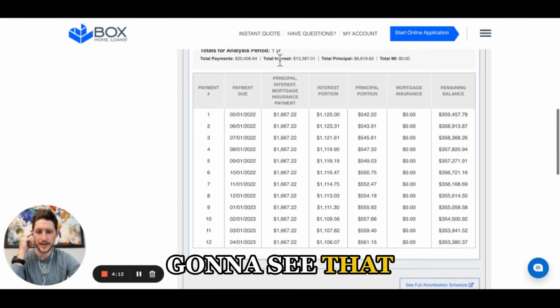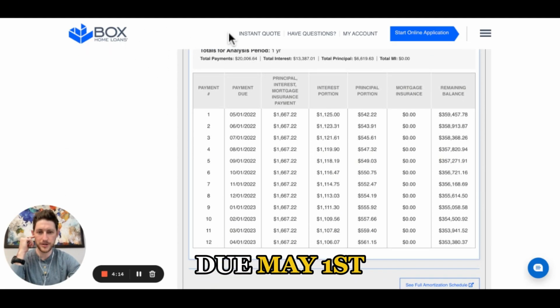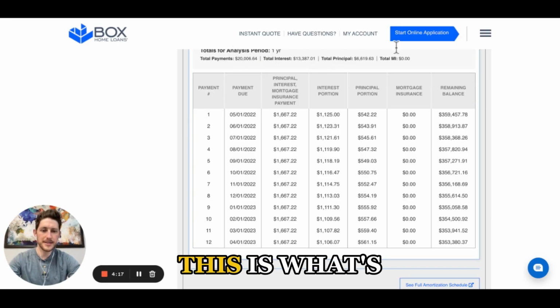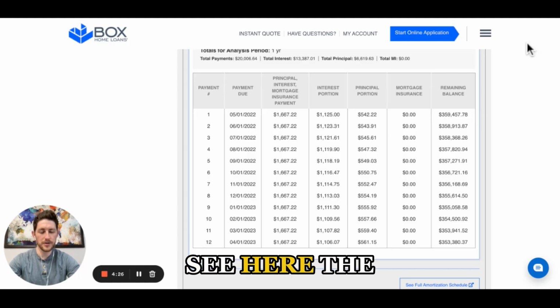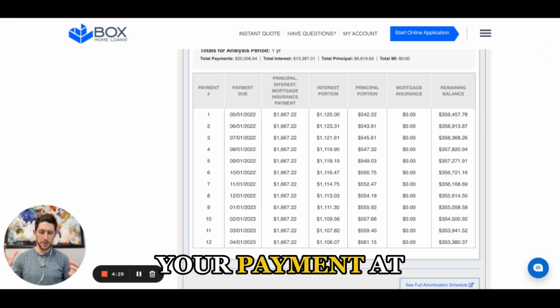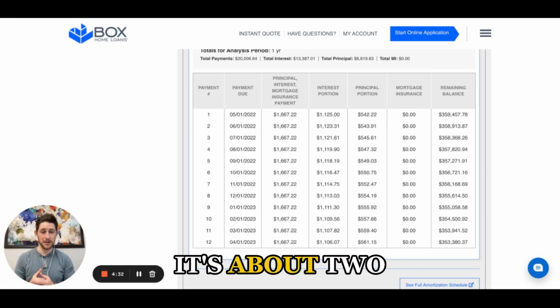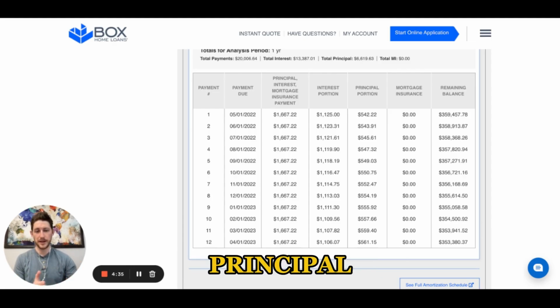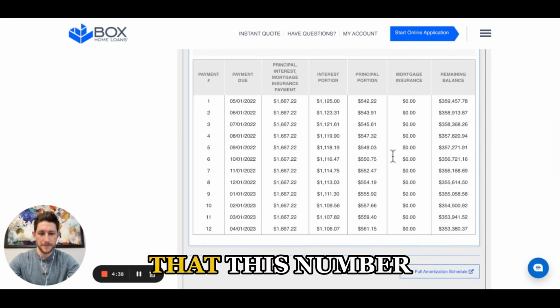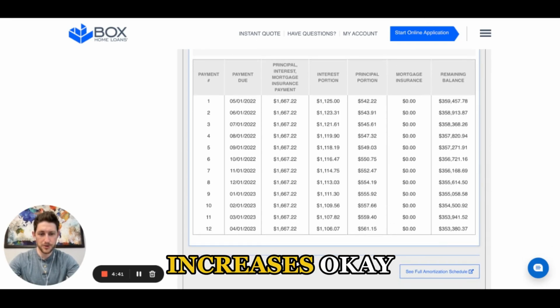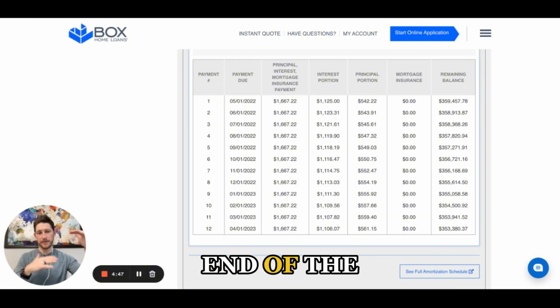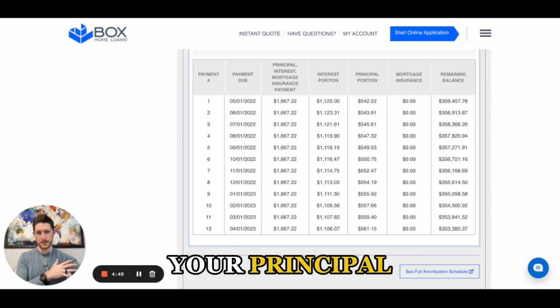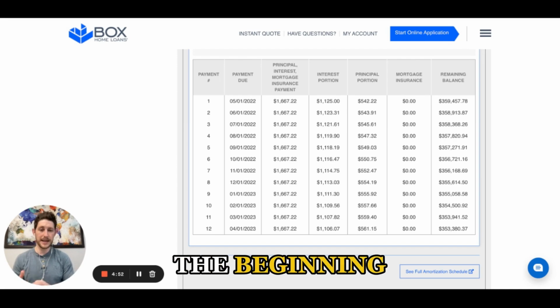You're going to see that the first payment is due May 1st. Here is the full payment. This is what's going to interest. This is what's going to principal. And then it shows your remaining balance. If you see here, the longer the loan, the more that your payment at the beginning is going towards interest. It's about 2/3 to interest, 1/3 to principal. As you go down, this number gets a little bit smaller and this number increases. It's like a teeter-totter, a seesaw. By the end of the loan, the vast majority of your payment is going towards your principal and very little to interest. But at the beginning, it's front-loaded.